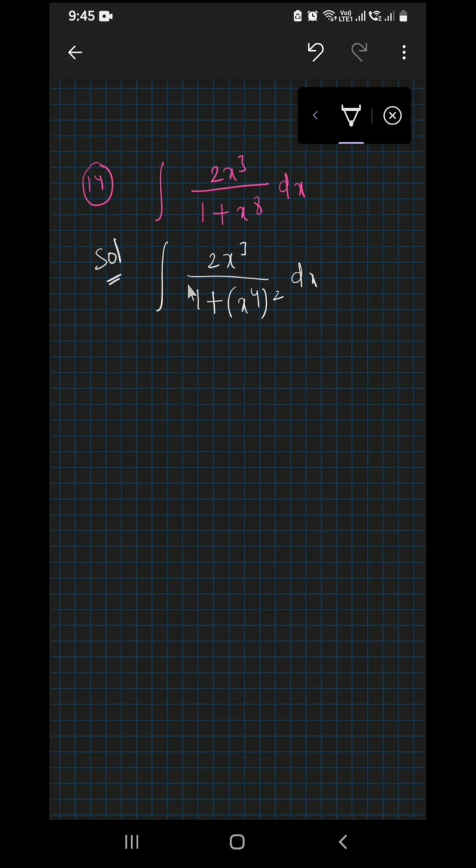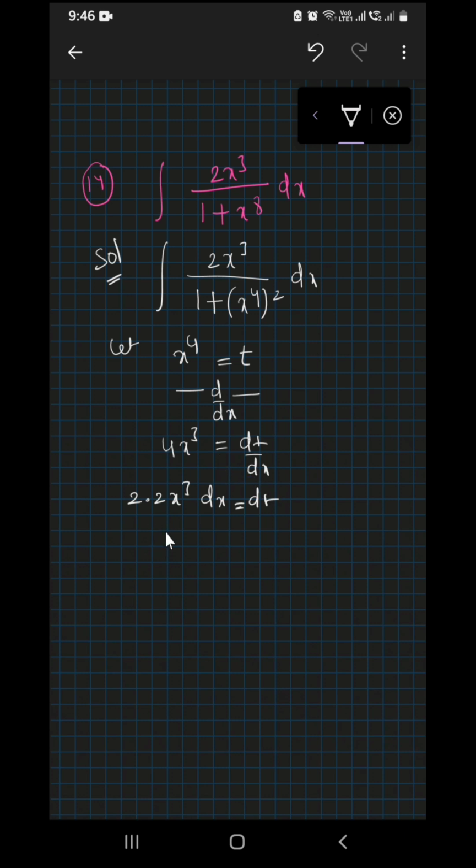So now to solve this, take x power 4 as t. Therefore let x power 4 is equal to t. So now differentiate on both sides with respect to x. We get d by dx of x power 4, we get 4x cube is equal to dt by dx. You see here we have 2x cube. That's why we write 4x cube as 2 into 2x cube. Take the dx to this side, and it becomes dx is equal to dt.